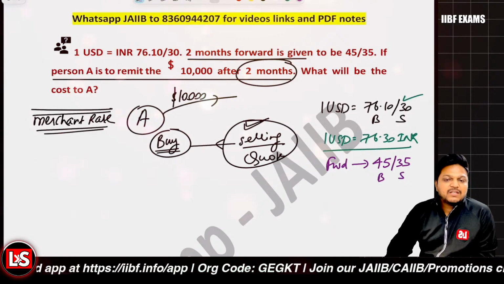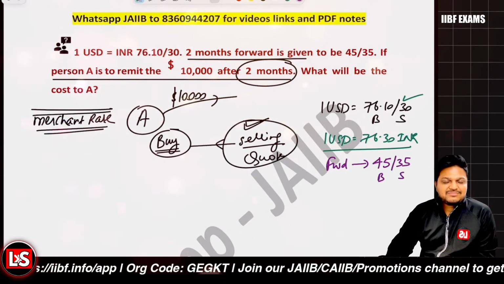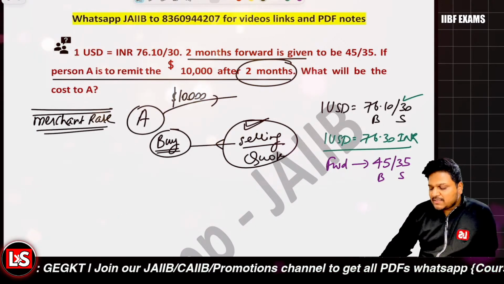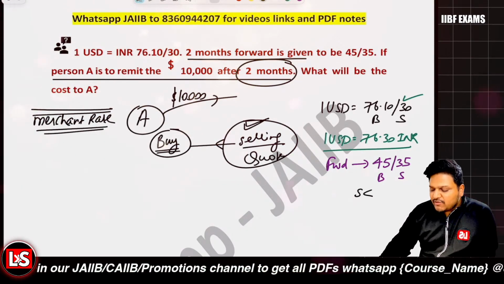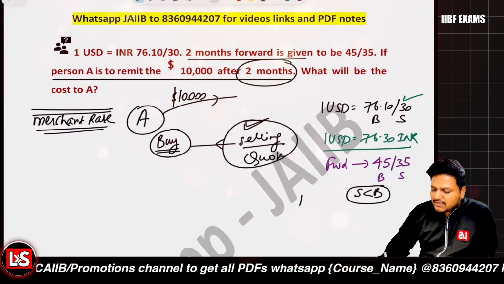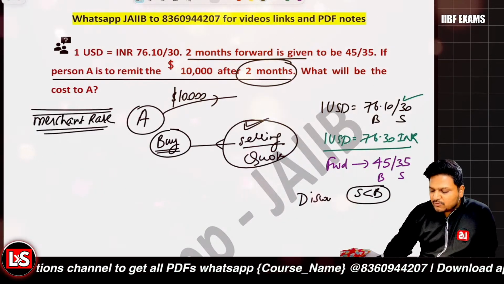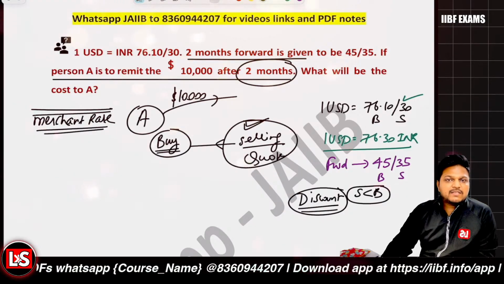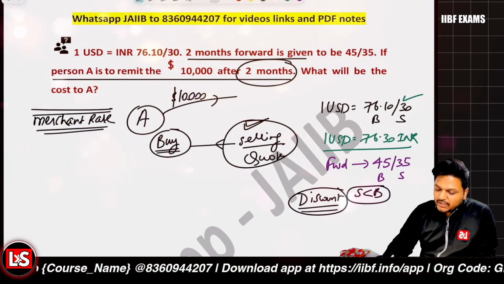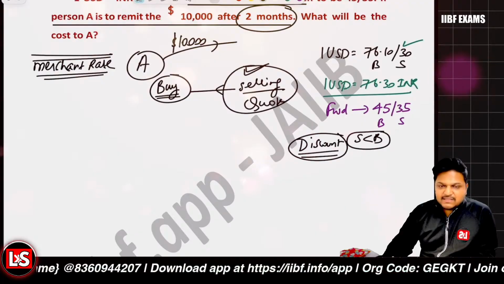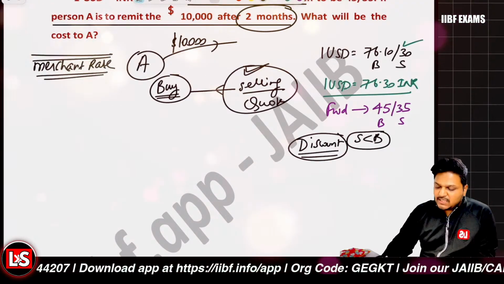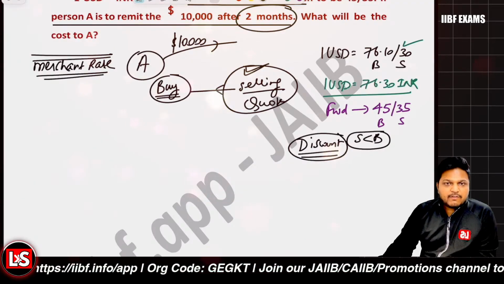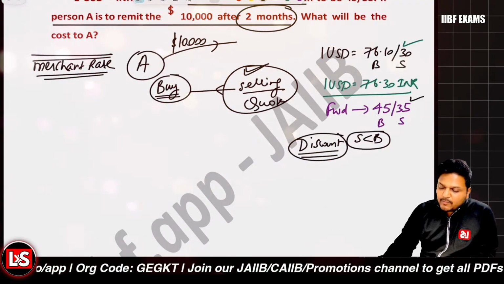Now, how will you look into whether the currency is available at premium or discount? The selling forward points are lesser than the buying forward points, which means the currency is available at discount. So the forward points are to be subtracted. Which forward points? The selling forward points are to be subtracted.